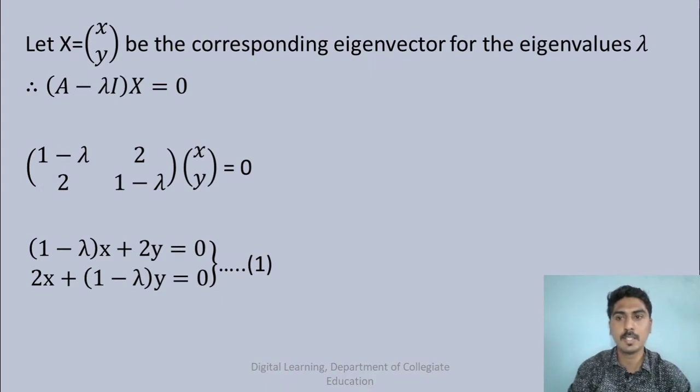Now I consider this equation: A minus lambda I into x equal to 0, where x equal to x comma y be the corresponding eigenvector for the eigenvalue lambda. If we solve this equation, we get 1 minus lambda into x plus 2y equal to 0 and 2x plus 1 minus lambda y equal to 0.